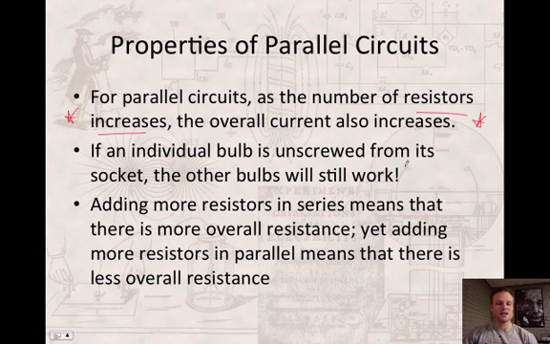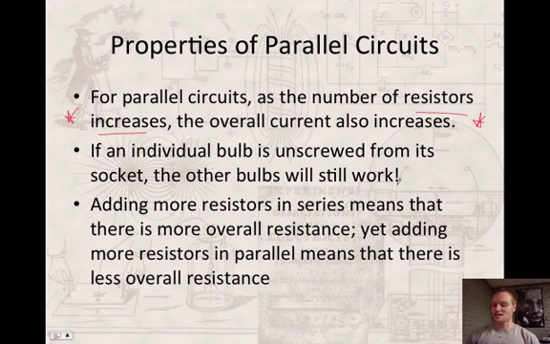If an individual bulb is unscrewed from its socket, the other bulbs still work with a parallel circuit. And so this is why we wire our homes this way, because we don't deal with these issues of one bulb not working and then a whole chunk of your house does not have power.